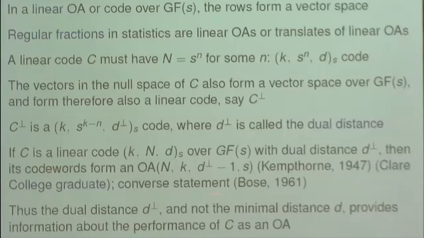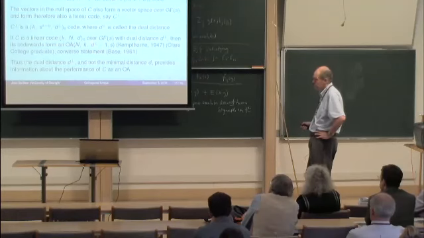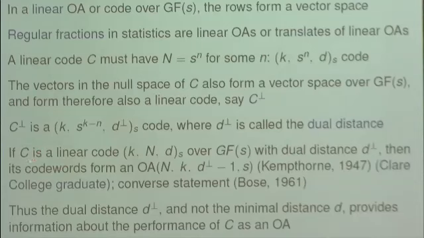And there's a converse statement to this as well, namely that if C is an orthogonal array with strength t, and if t is the maximum possible strength of that orthogonal array, and it's linear, then it follows that the dual distance for C is equal to t plus 1. So that converse was completely formulated by Bose. I mean, Kempthorne didn't formulate anything in terms of coding theory. He wasn't thinking about coding theory, but Bose made the connection between coding theory and fractional factorial experiments. Okay, so that's an important relationship.